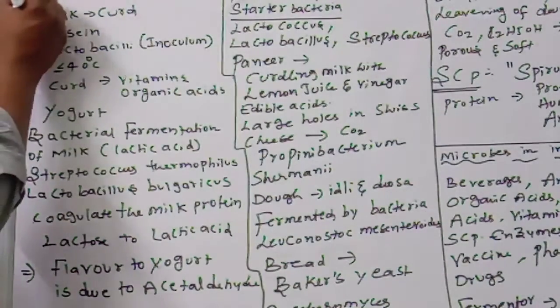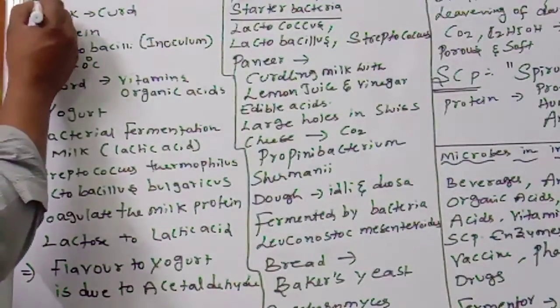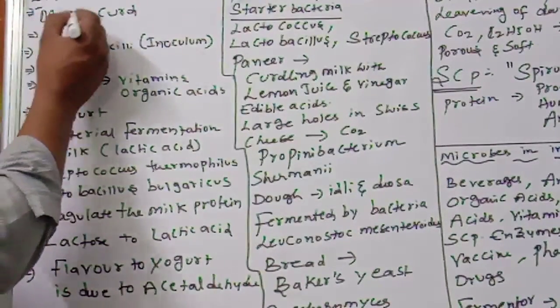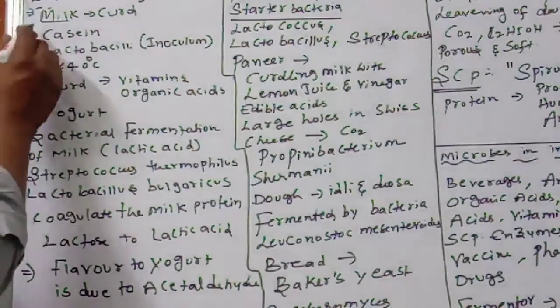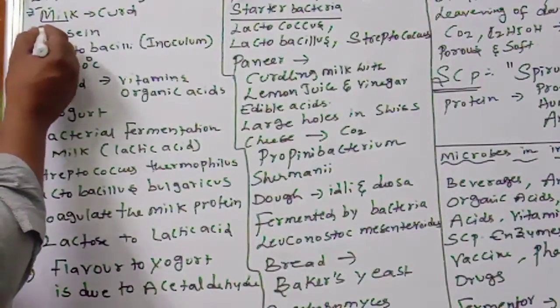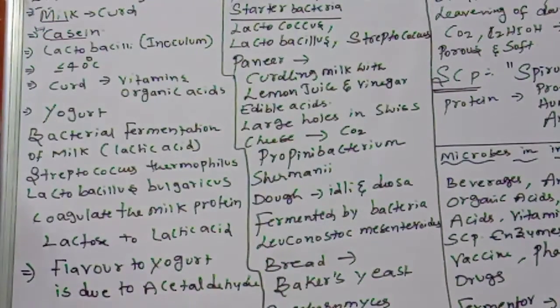The first one we are discussing is LAB, which means lactic acid bacteria. Lactic acid bacteria are useful for the formation of curd from milk. This lactic acid bacteria will act on casein, the milk protein, digesting it, which mainly helps to form the curd.